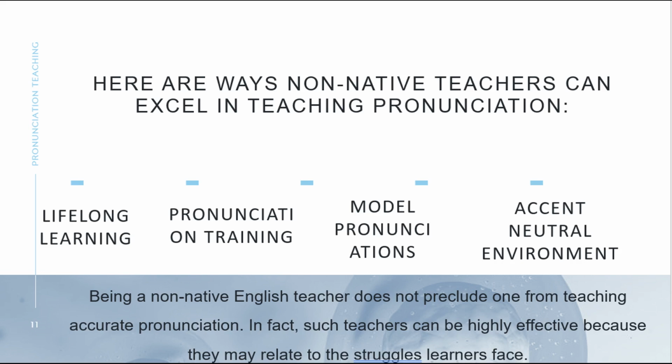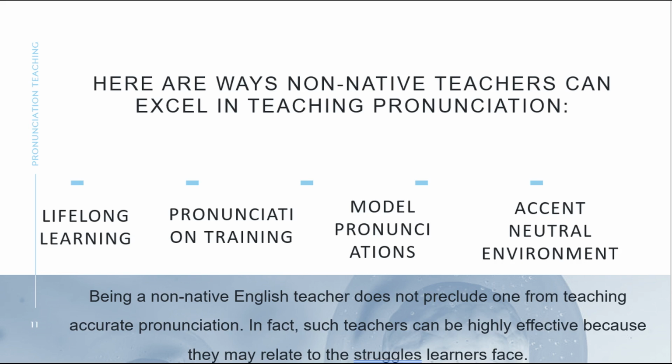Model pronunciations. Clear and accurate pronunciation. Non-native teachers can be effective pronunciation models by demonstrating clear and accurate pronunciation. Practice and model target sounds, words, and phrases for students, emphasizing correct mouth and tongue positions. Provide audio samples. Use audio samples, recordings, or authentic materials showcasing native-like pronunciation. This exposure helps students develop an ear for accurate pronunciation.